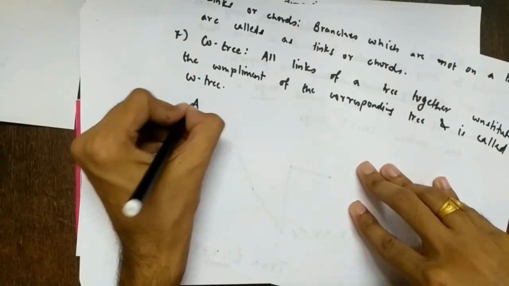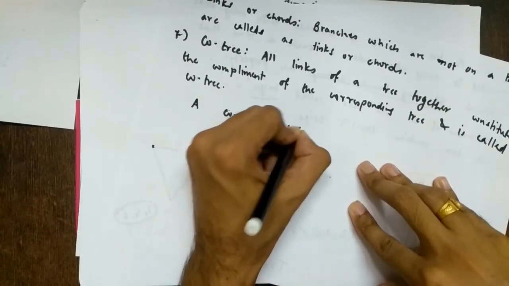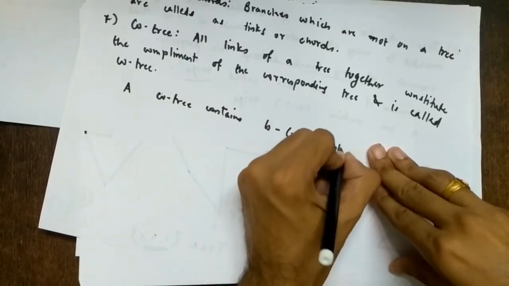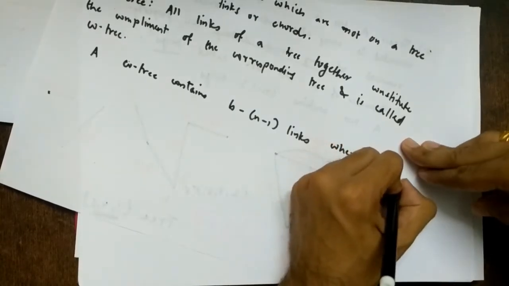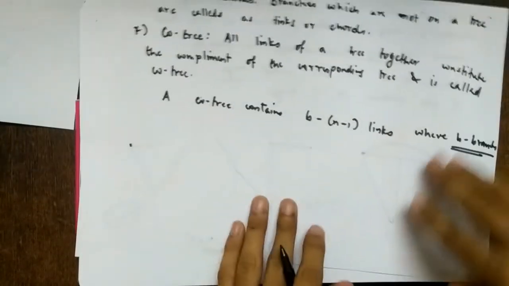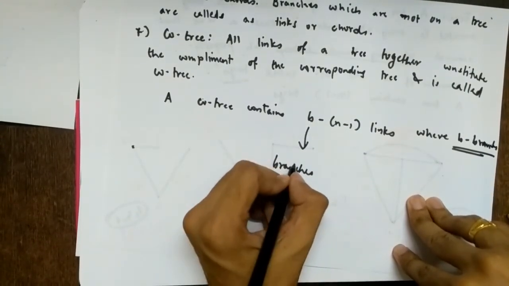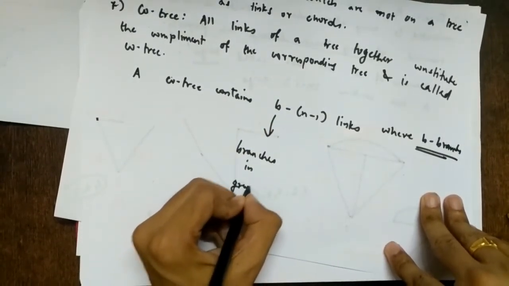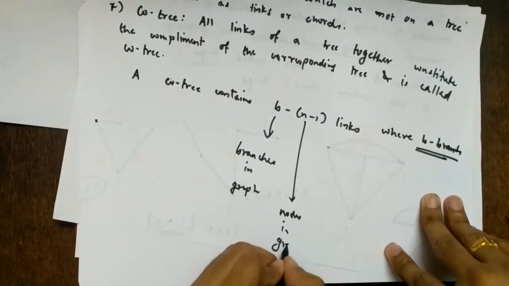And there is a statistic related to that. So it might be useful while solving sums. A cotree contains b minus (n minus 1) links, where b is what? Branches. Okay, and n is what? Obviously nodes. b is branches in the graph, not the tree. So I'll write it. And n is nodes in the graph.